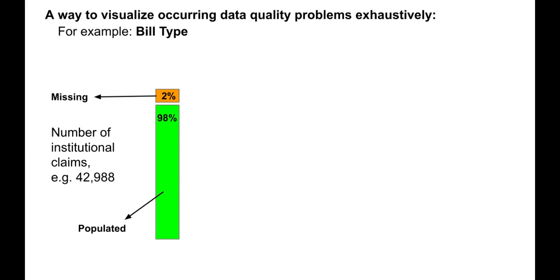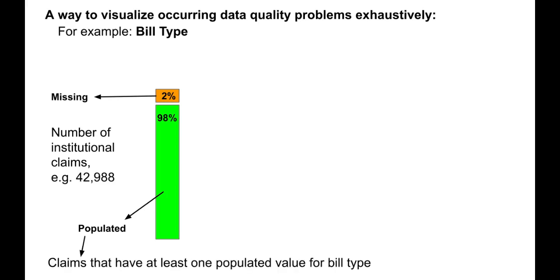So a way to visualize occurring data quality problems exhaustively for these types of fields is the following. I'm going to give an example using bill type, which is an example of these types of fields. And I'm going to make up some numbers of an imaginary claims data set to visualize how this would look. So first of all, I would list the total number of institutional claims that I have in my claims data set. And then I would say what percentage of those claims have a populated bill type and what percentage of those claims have a missing bill type.